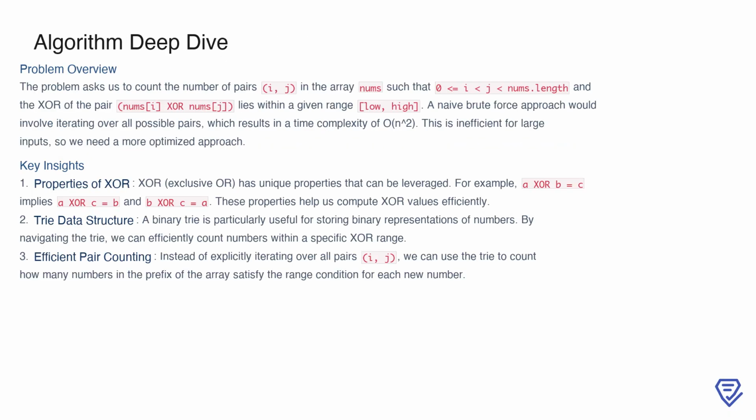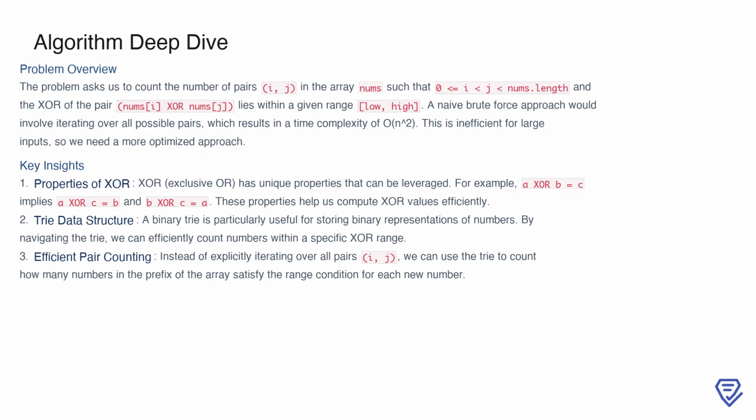To solve this problem, we need to count the number of pairs in the array such that the XOR of the two numbers lies within a given range. While a brute force approach would involve checking every possible pair, this results in quadratic time complexity, which is inefficient for large arrays. Instead, we can leverage some key insights to design a faster solution.